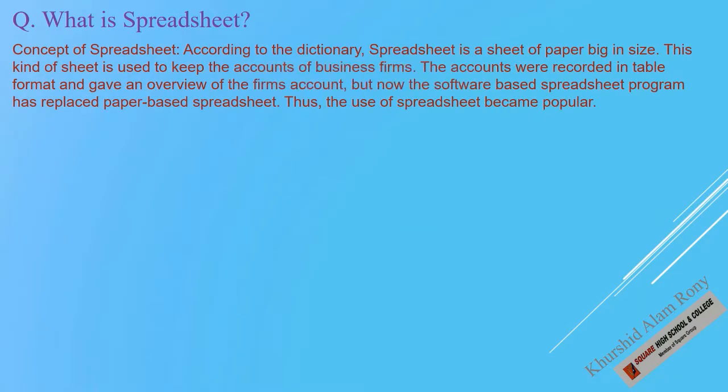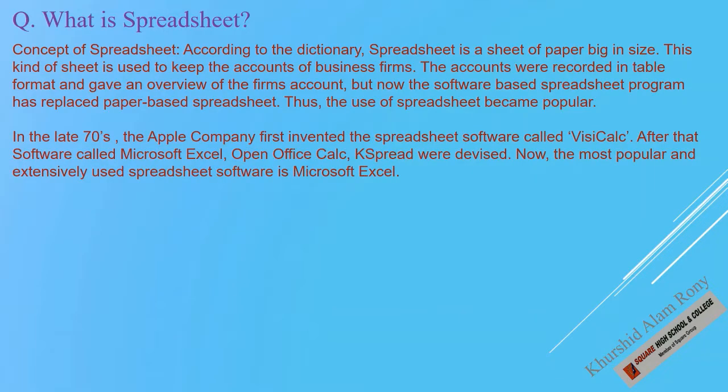The dictionary meaning of spreadsheet is a sheet of paper big in size. This kind of sheet is used to keep the accounts of business firms, and the accounts are recorded in a table format and give an overview of the firm's account. But now, software-based spreadsheet programs have replaced paper-based spreadsheets. Thus, the use of spreadsheets became popular.